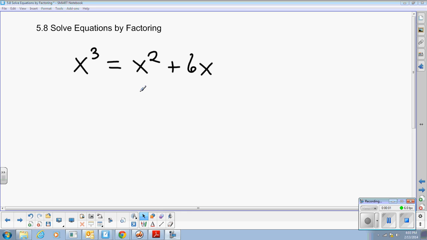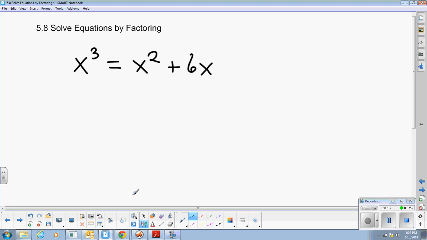All right, our second video on solving equations by factoring. Here is an equation: x cubed equals x squared plus 6x. I want all three of these terms to be on one side. If we're going to solve an equation with x squareds and x cubes, we want everything set equal to 0.